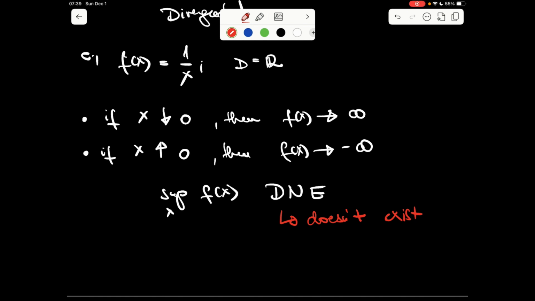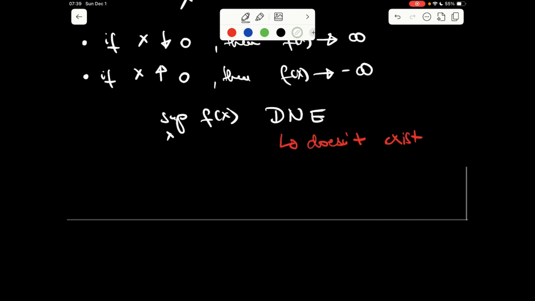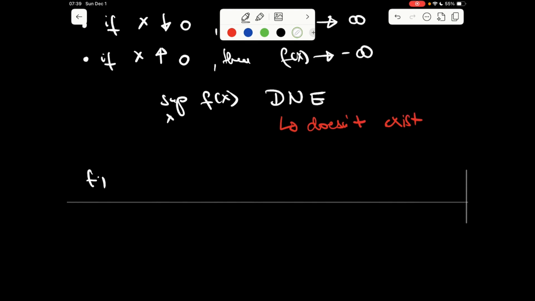All right, problem F. It's really beautiful because our function consists of two parts.